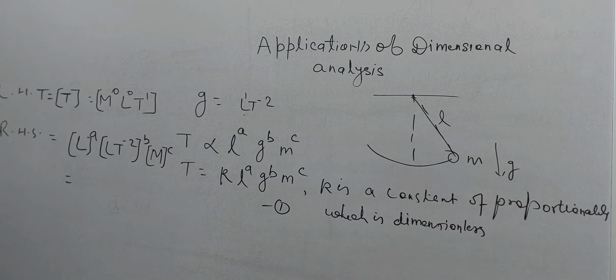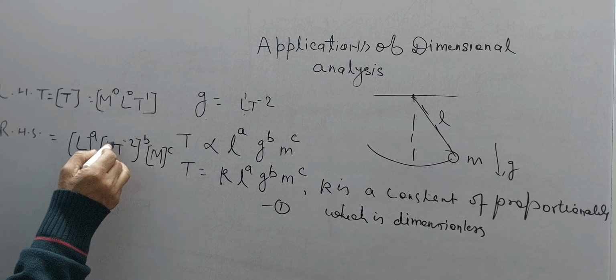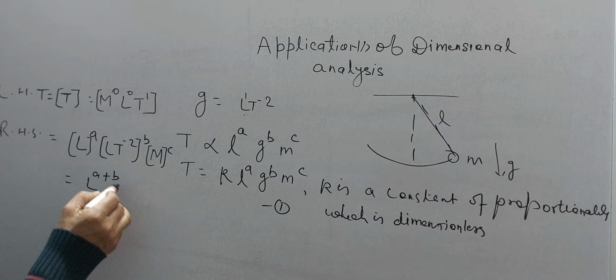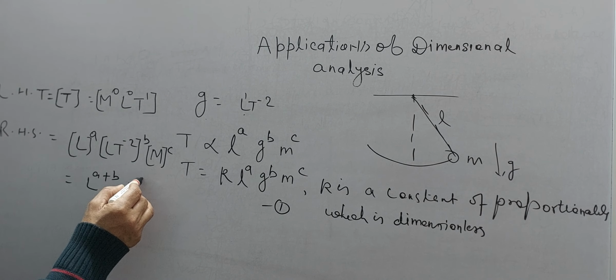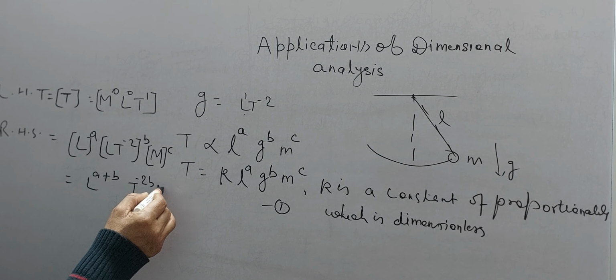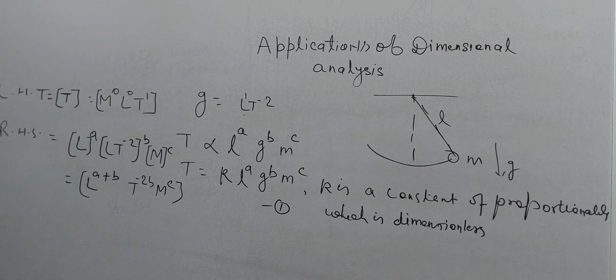So if I simplify this, adding the like terms, L is raised to the power a plus b, time as minus 2b, mass as c. Therefore the dimension of length is a plus b, the dimension of time will be minus 2b, and the dimension of mass will be c.